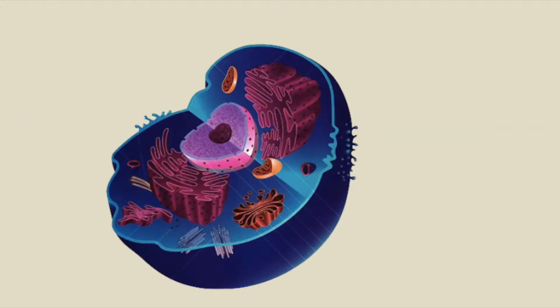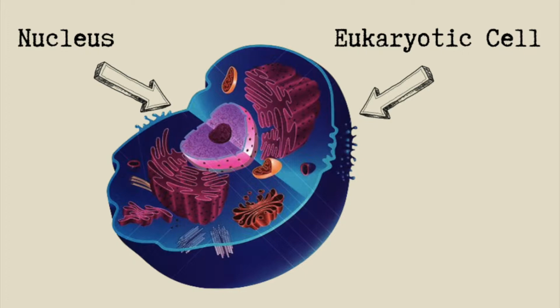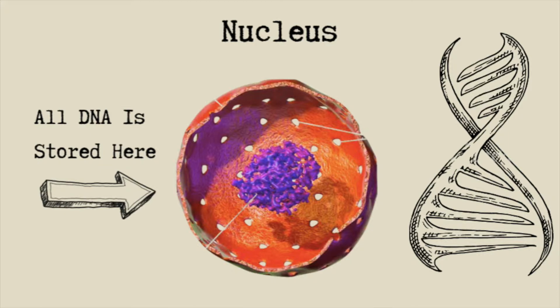There are two main steps in protein synthesis: transcription and translation. This is a eukaryotic cell. The control center of the cell is known as the nucleus. Each cell in the body contains DNA. DNA is the genetic material required for replication and continuation of life. All DNA in eukaryotic cells is stored within the nucleus.